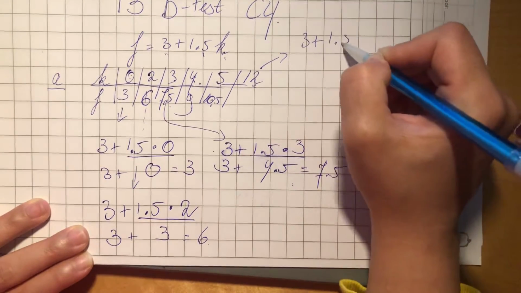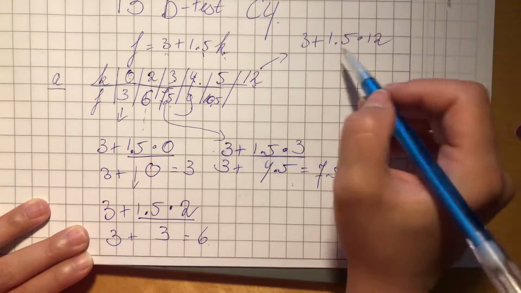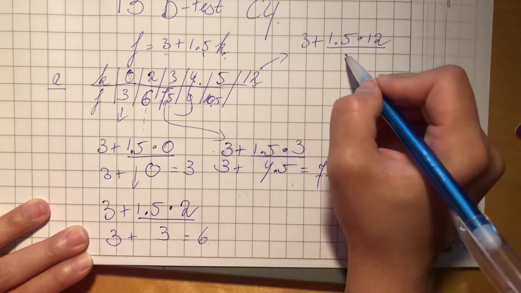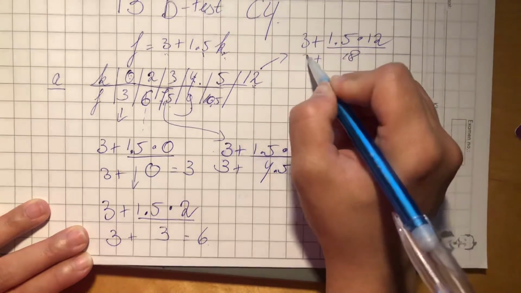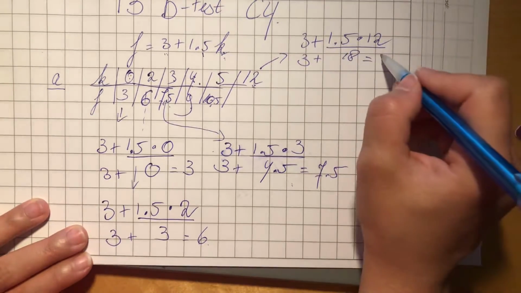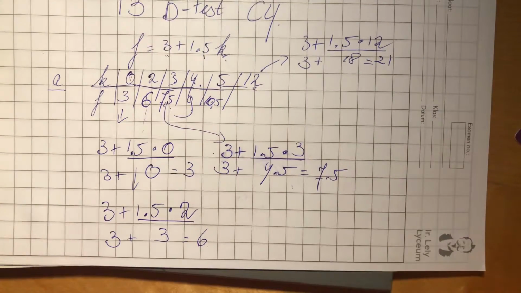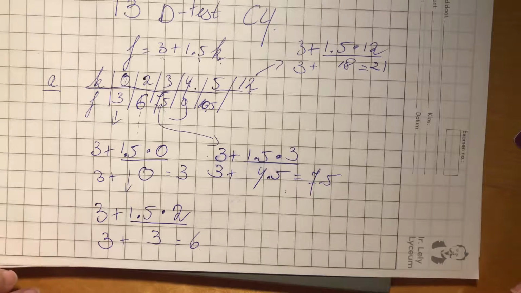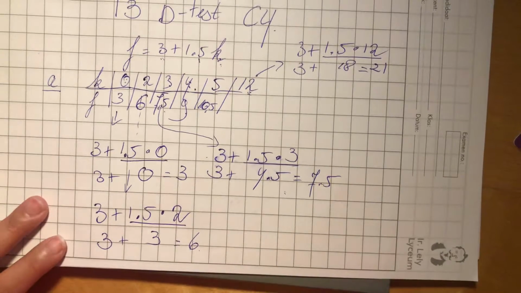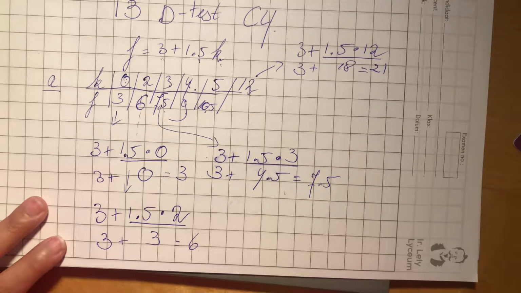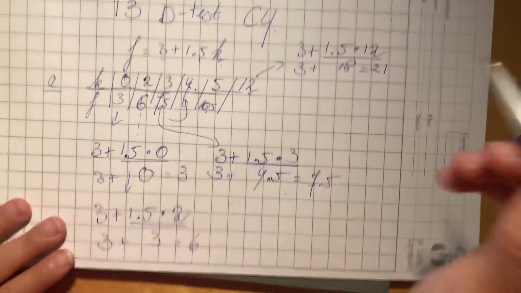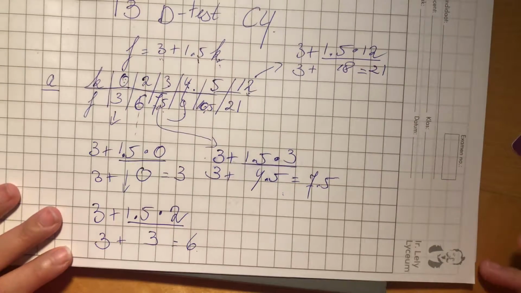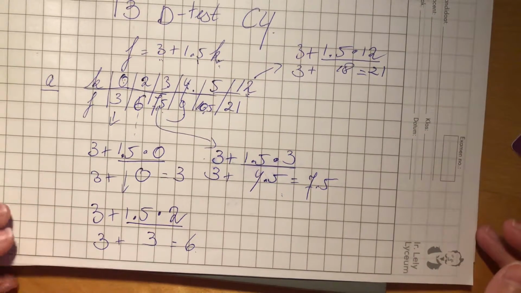3 plus 1.5 times 12. We get 12 plus 6, we get 18. 3 plus 18 will become 21. Did I do it correctly? Yes, I did. So this is 21. Draw the graph for this formula.